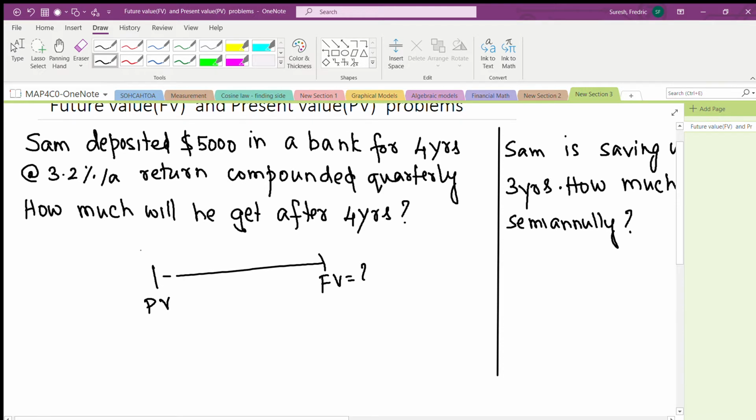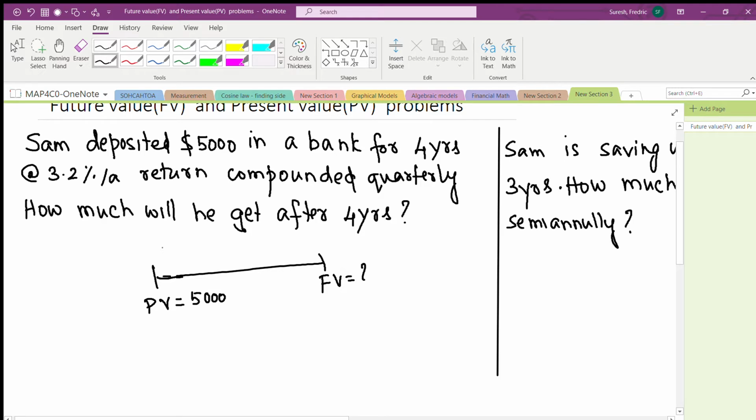So in the first case, Sam is depositing $5,000 in the bank. That means the money in his bank today, without any interest or anything that it has earned, is $5,000. And he likes to grow that money. So how much will his money be after 4 years? That is, in the future, how much it's going to be.